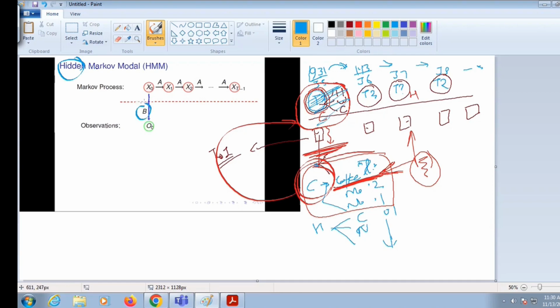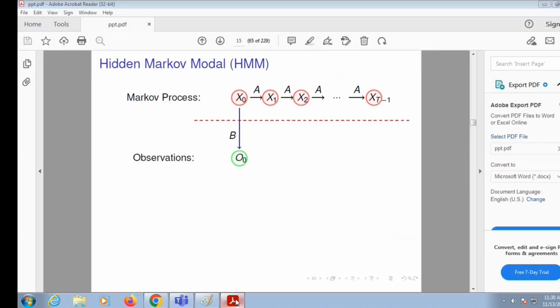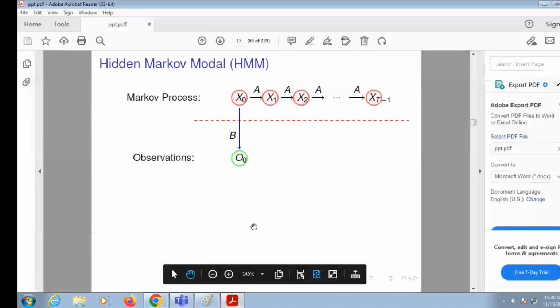What is accessible to me? This newspaper, and by this newspaper I have some observations: the coverage of coffee, the coverage of other things. Using these observations, I wanted to guess the state of that particular thing. And this is a very general kind of setting.